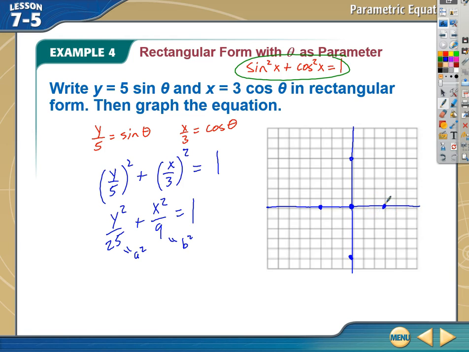And I go ahead and I graph it. There we go. Make it look a little bit better. There we go. There's my ellipse. It's done. So we got to remember, if we see sine and cosine together, we've got to be a little bit sneaky. Solve for sine, solve for cosine, and use what we know. All right. Let's see what's next.